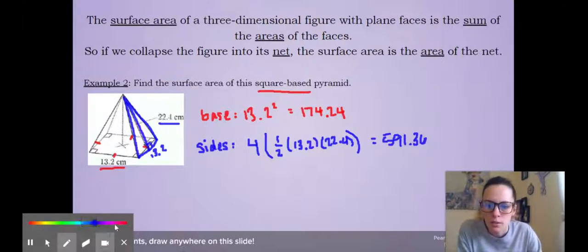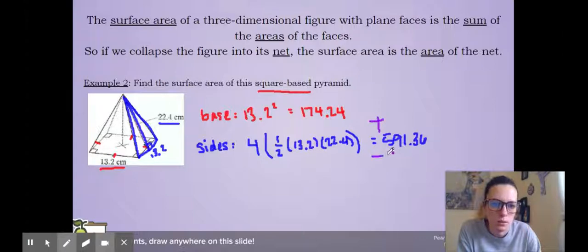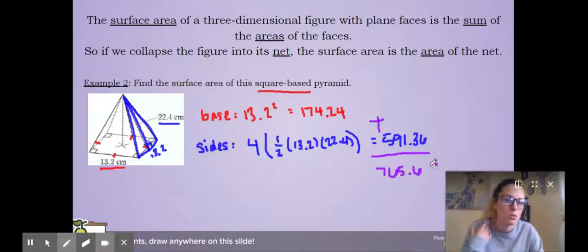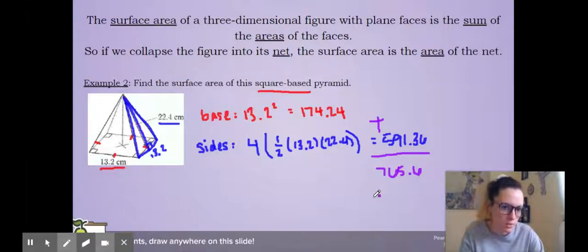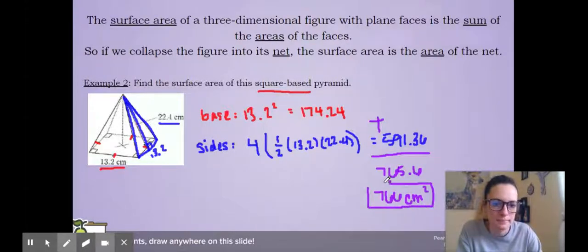And then to finish this out, we'll take both of those and add them together, and we'll get 765.6. So IB, we know, likes 3 significant figures. So I'm going to go ahead and round that up to 766. And we are in centimeters squared because we found the area.